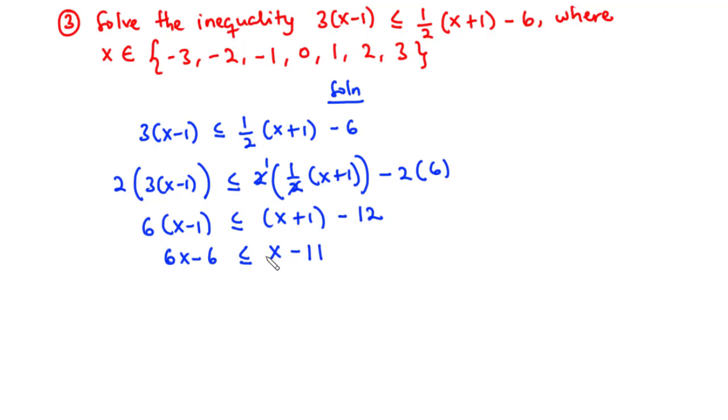Now we are going to transpose x to the left hand side. So we have 6x minus x is less than or equal to negative 11 plus 6. This becomes 5x is less than or equal to negative 5. And then we divide through by 5. We have x is less than or equal to negative 1.